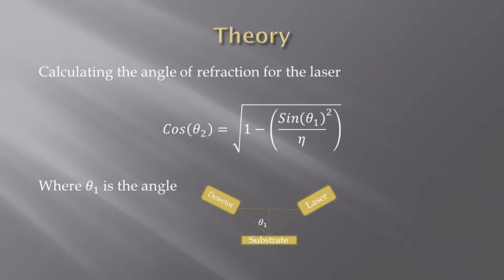In order to complete the calculations for this experiment, we started by finding the angle of refraction for the laser. The cosine of this angle was found by taking the square root of 1 minus the sine of theta 1 divided by the index of refraction squared. Theta 1 is the angle that is described in the picture below.